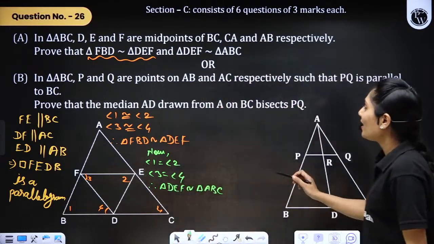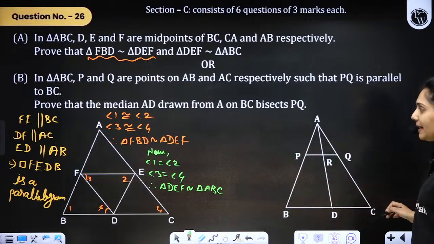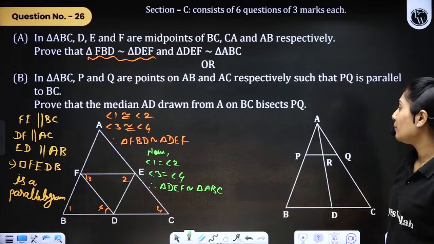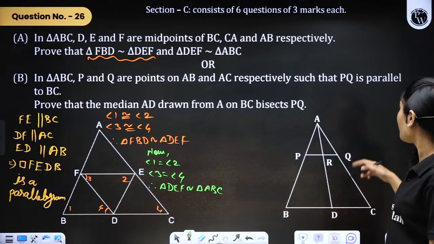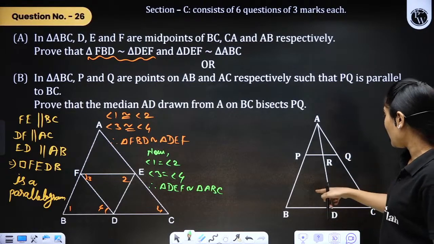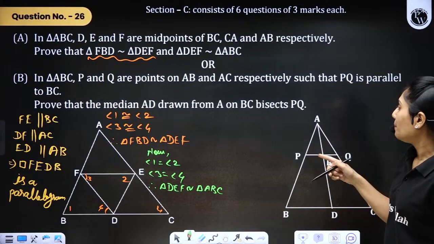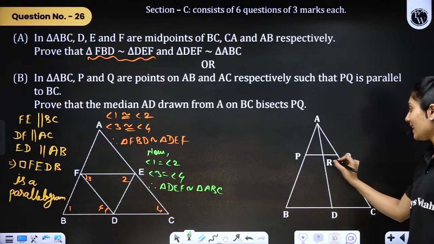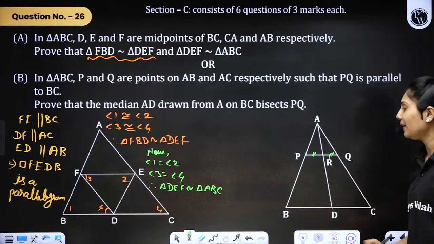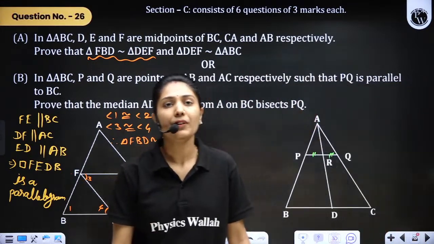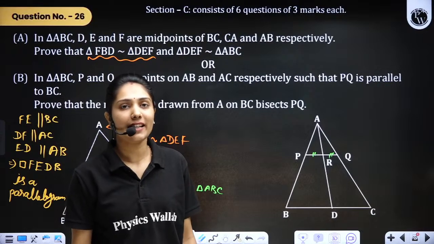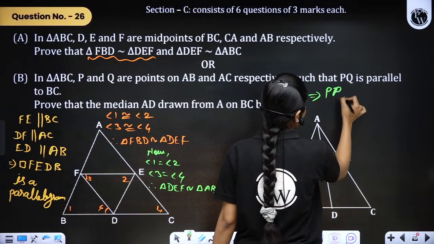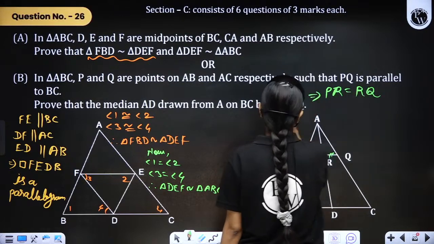Now, the next one: in triangle ABC, P and Q are points on AB and AC such that PQ is parallel to BC. Prove that the median AD drawn from A on BC bisects PQ. That means we have to prove PR is equal to RQ. That is what we have to prove.